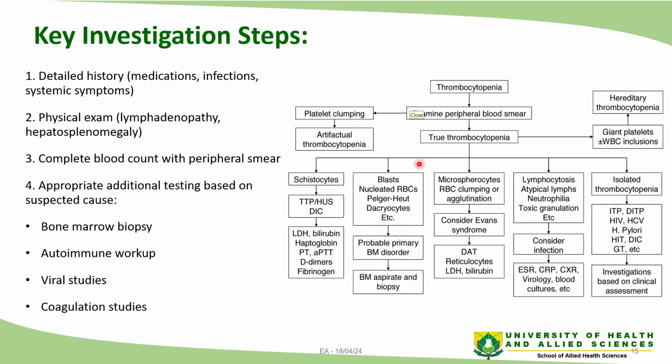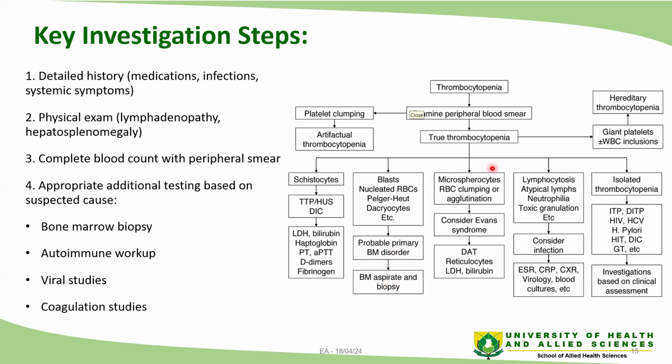Then if you examine a blood film and you come across blasts, nucleated RBCs, the Pelger-Huet anomaly in neutrophils, and the presence of teardrop cells, which we call dacryocytes, among others, then it could be as a result of a primary bone marrow disorder. In that case, you may need to do a bone marrow aspirate and biopsy.